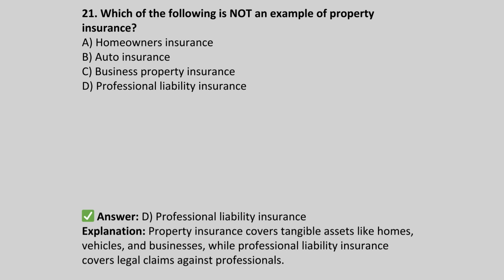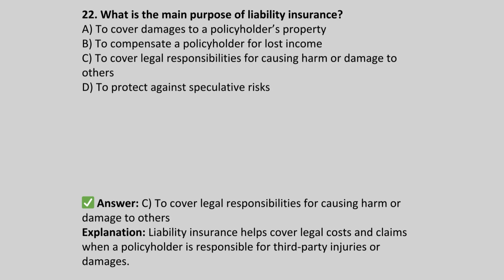Which of the following is not an example of property insurance? A. Homeowners insurance. B. Auto insurance. C. Business property insurance. D. Professional liability insurance. Answer: D. Professional liability insurance. Explanation: Property insurance covers tangible assets like homes, vehicles, and businesses, while professional liability insurance covers legal claims against professionals.